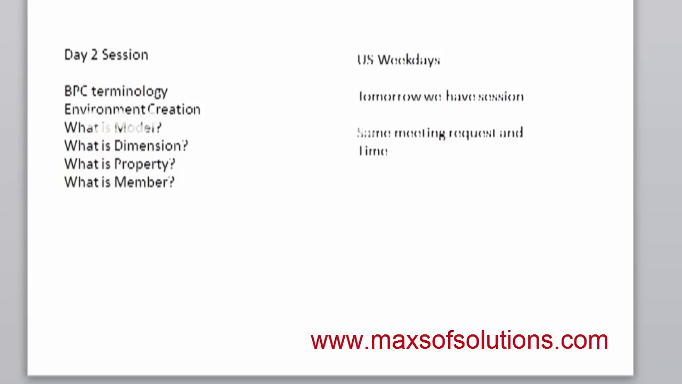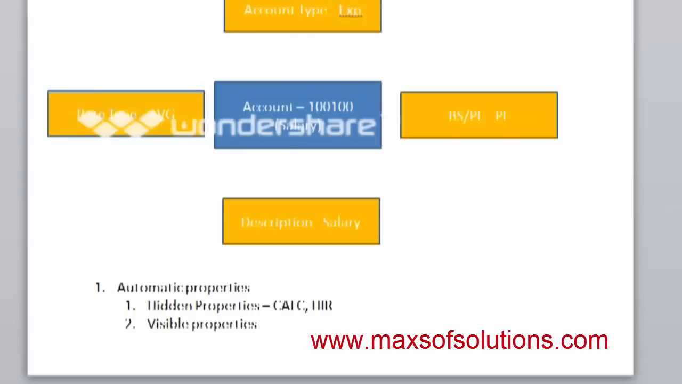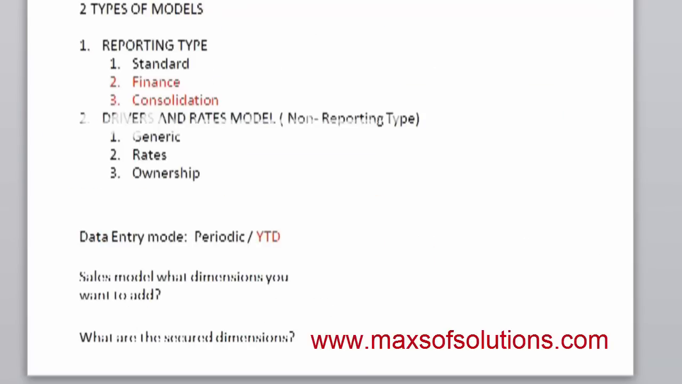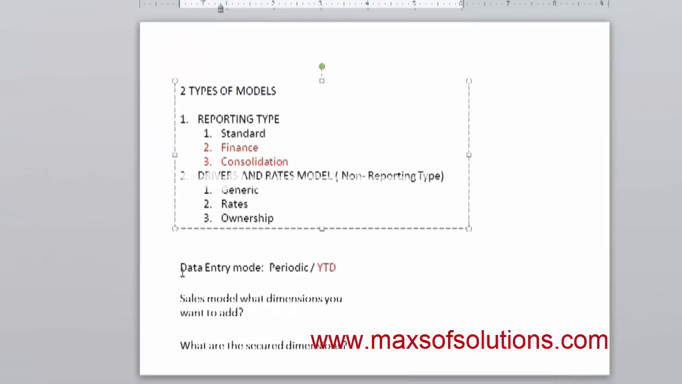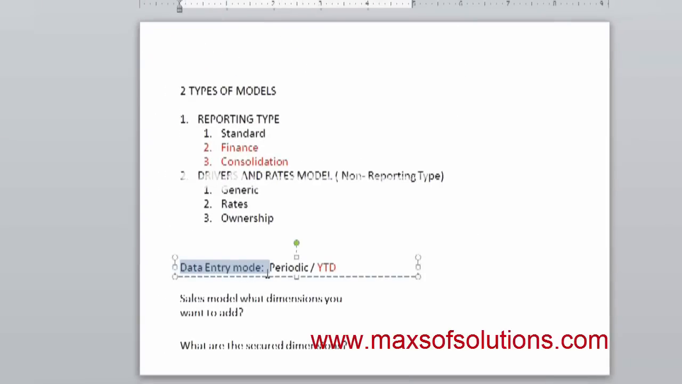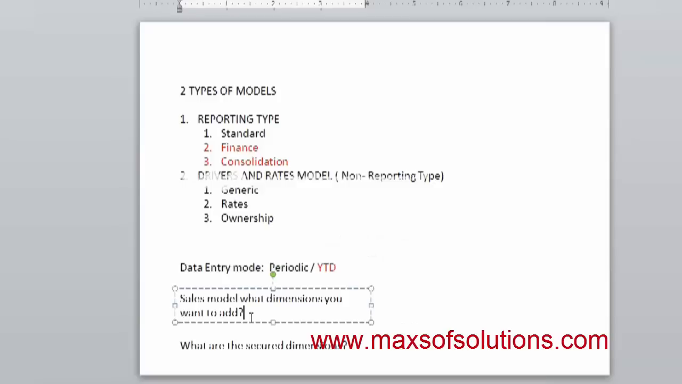What we discussed yesterday, we created one environment, which is WADA. Then we just created a model. Okay? There are two types of models. One is reporting type model. Another one is drivers and rates model. We created reporting type standard model. We discussed what is data entry mode, and we selected periodic for our data entry mode. And we added some dimensions in the sales model. We selected category and entity as secure dimensions.